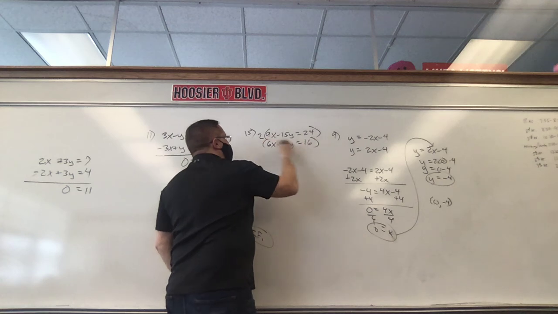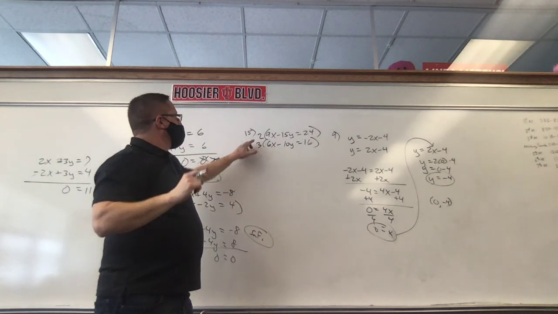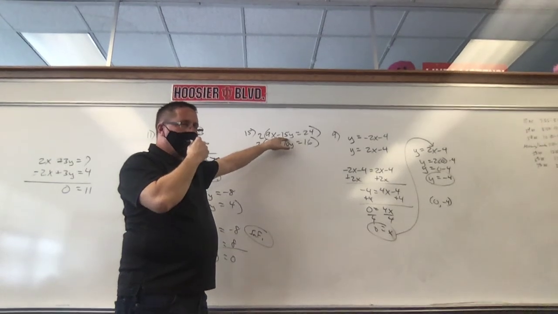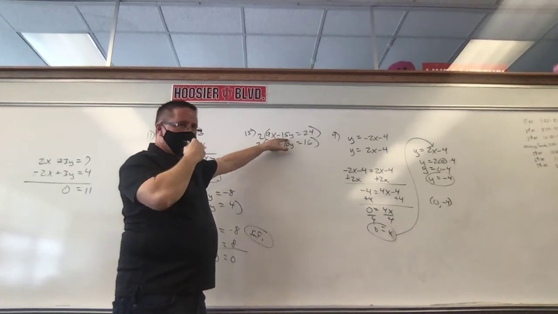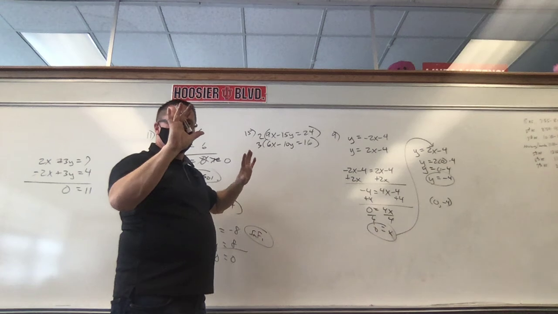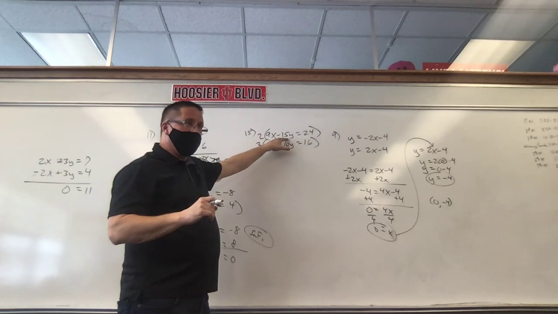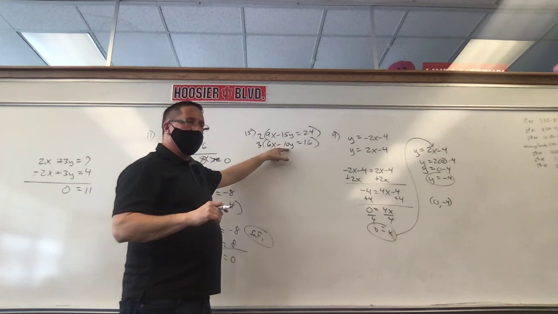How do I turn this into a 30? Times by 3. Now, hang on a second. You want one of them to be negative. What's 2 times negative 15? Negative 30. What's 3 times negative 10? Negative 30.